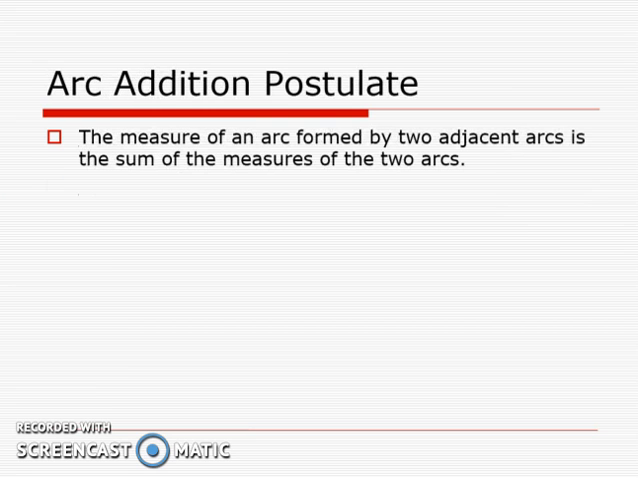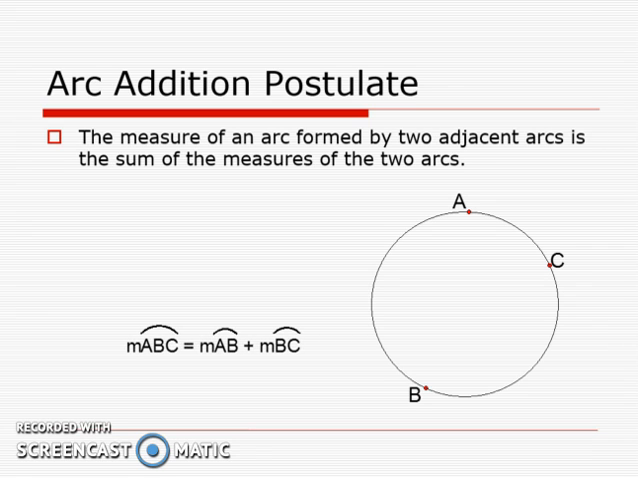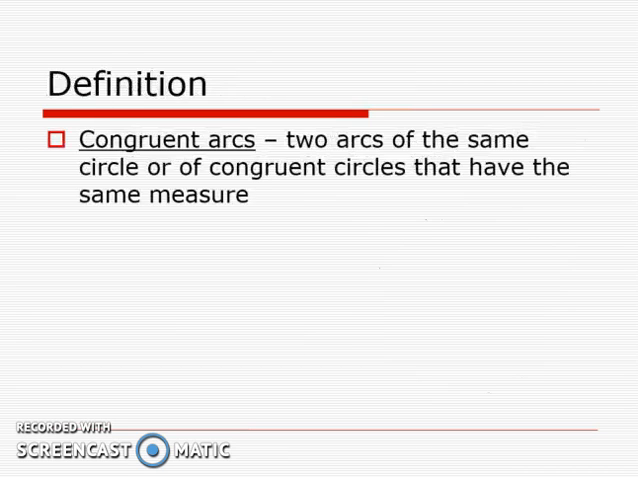To add this to our theorem page, the arc addition postulate, the idea is that you can add two arcs together. So here, the major arc ABC equals the measure of the minor arc AB plus the minor arc BC. Another definition, we have congruent arcs. It's two arcs of the same circle, or of congruent circles, that have the same measure. What congruent means is same measure.